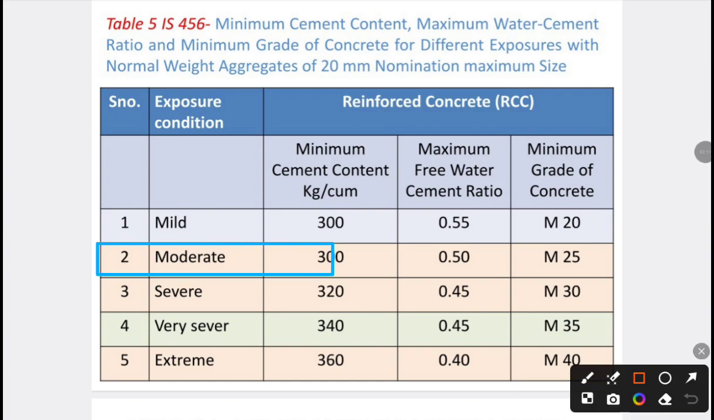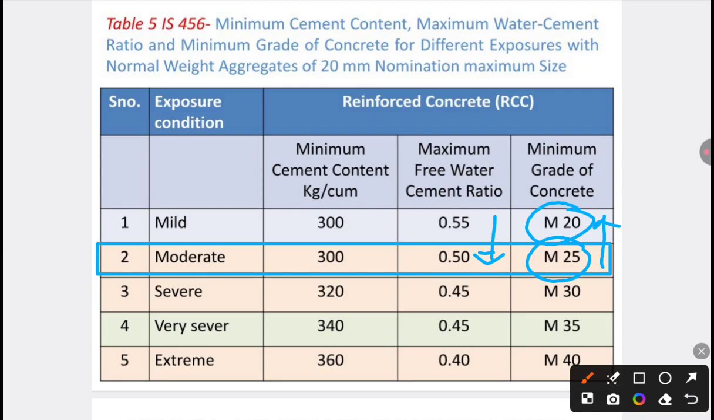So, in the second concept, the moderate conditions, the cement content will be the same, but the water cement ratio is going to decrease and the grade of concrete is going to increase. Here for mild conditions the grade of concrete is M20, but for the moderate conditions it is M25.